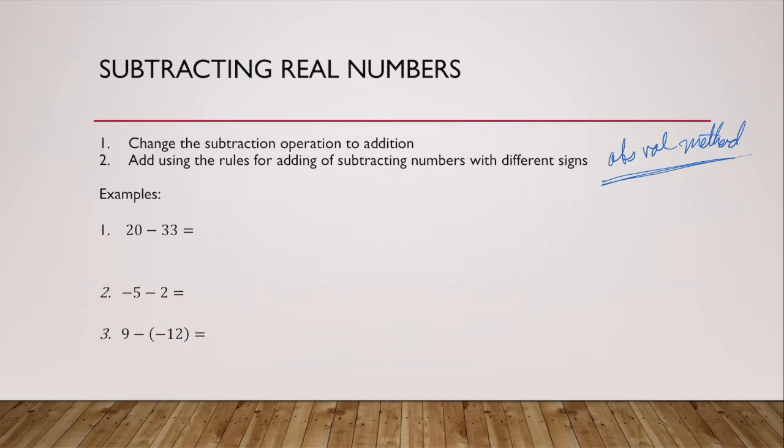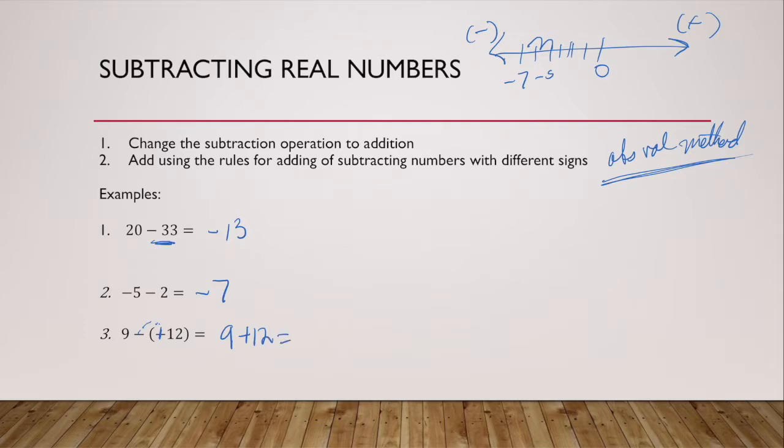Think of it as a bank account. Think of it as a number line, okay? If I have $20 and I spend, so I subtract $33, I'm left with -$13 in my bank account. If I'm at -5, and I subtract 2, I'm going 2 more to the left, right? So we've got negative numbers over here and positive numbers over here. That puts me at -7. If I have 9 minus a -12, well, minus a negative is the same as adding, right? We can put these two together. So I've got 9 plus 12, which is 21.